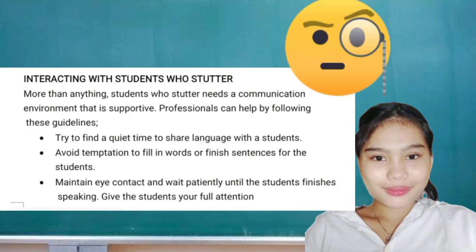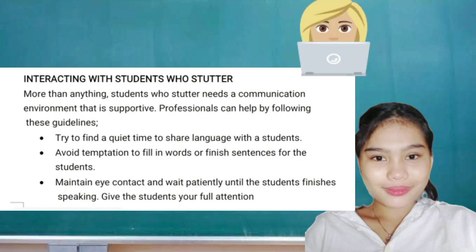So, interacting with students who stutter. More than anything, students who stutter need a communication environment that is supportive. Professionals can help by following these guidelines. First, try to find a quiet time to share language with the students. Avoid the temptation to fill in words or finish sentences for a student. Maintain eye contact and wait patiently until the student finishes speaking. Give the student your full attention.